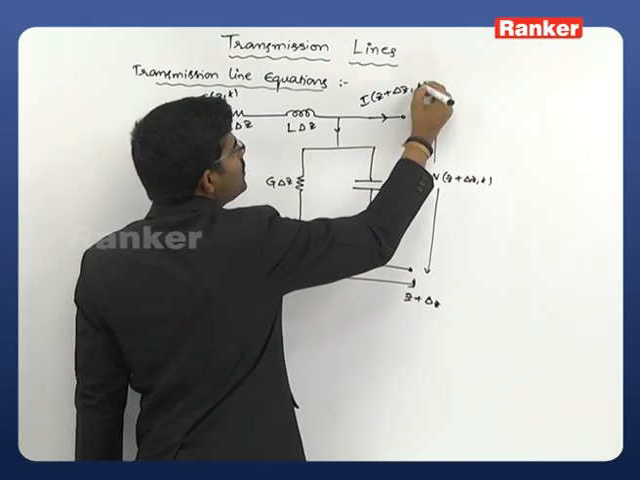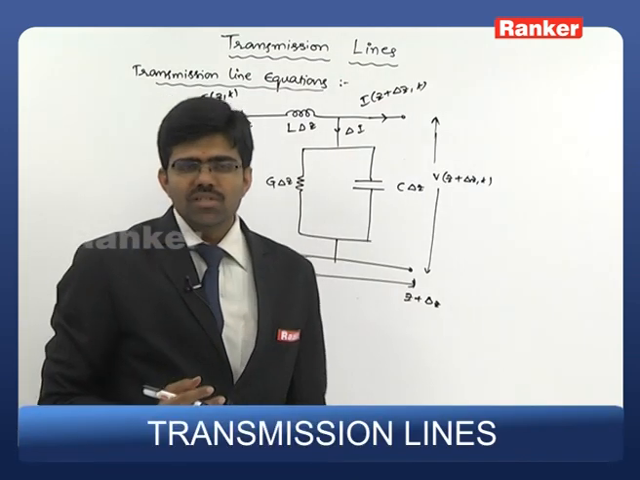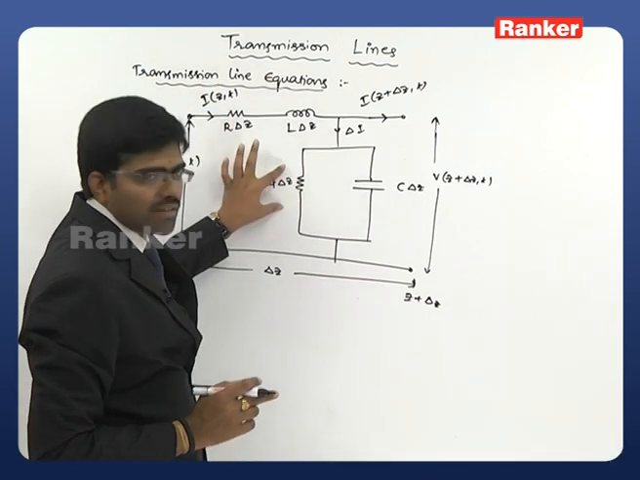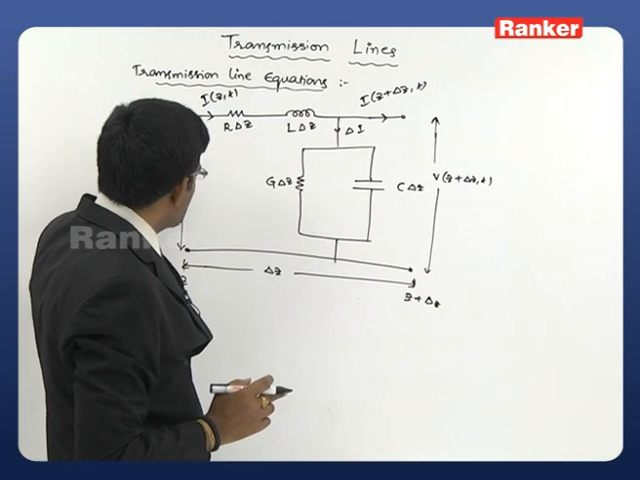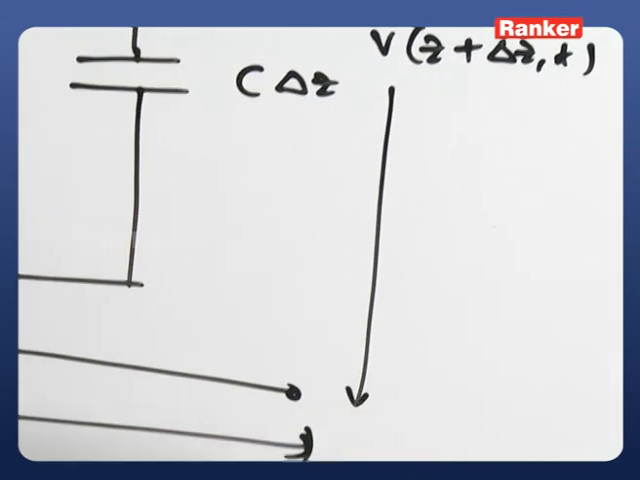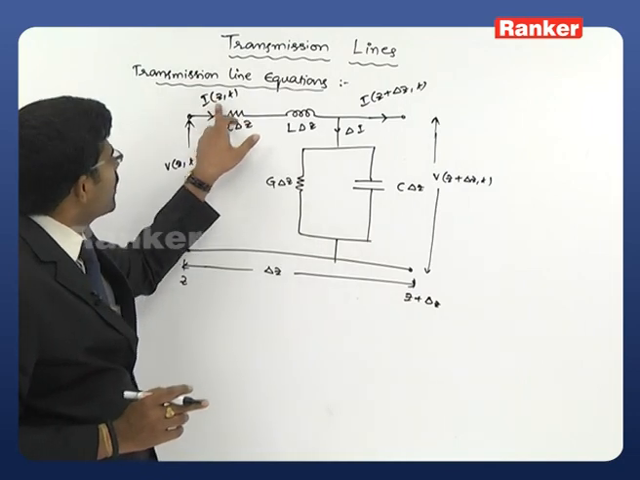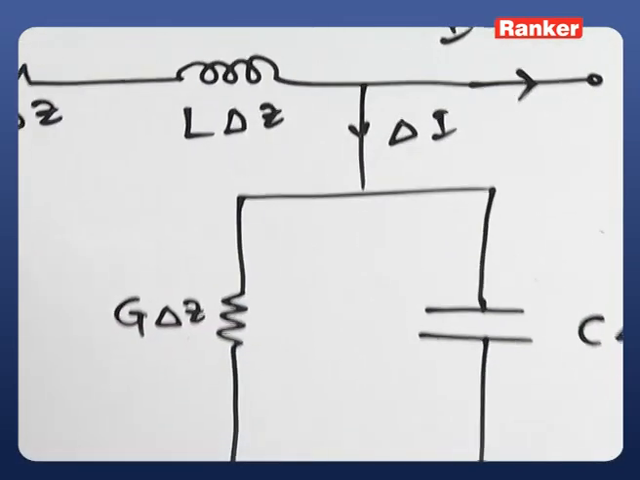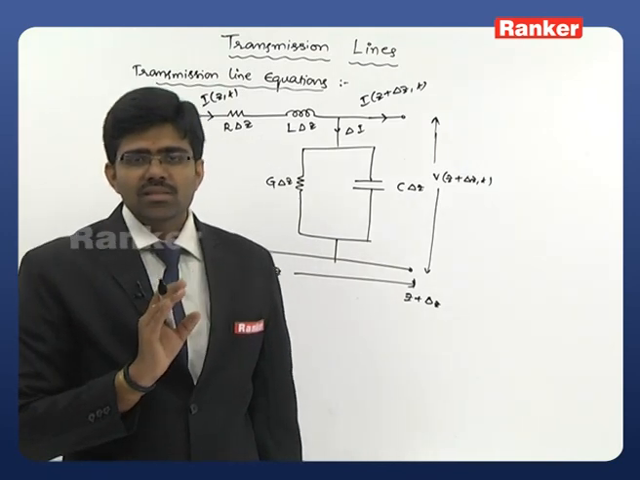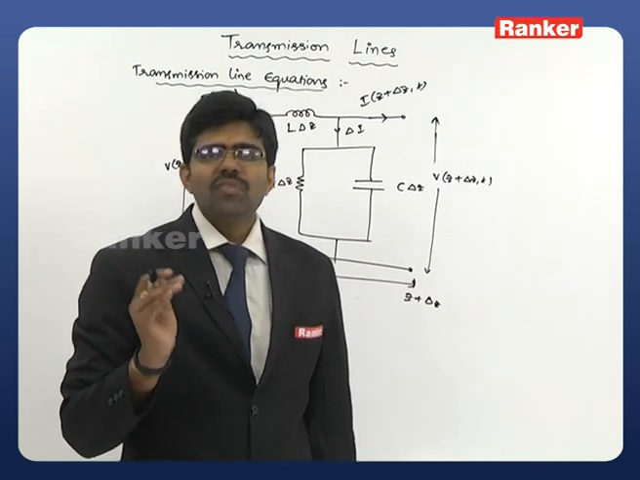Let us take this branch current as delta I. What I am doing is trying to take all the parameters involved in this circuit. This is the resistance, inductance, capacitance, conductance, and the input applied potential is V of Z comma T, the output observed potential is V of Z plus delta Z comma T. This is observed at Z plus delta Z distance. Current is I of Z plus delta Z comma T. Here the applied current is I of Z comma T. In this branch let us take the current as delta I. After that it is a very simple analysis, just observation of all these things using KVL and KCL. What you have to do is use Kirchhoff's voltage law and current law.